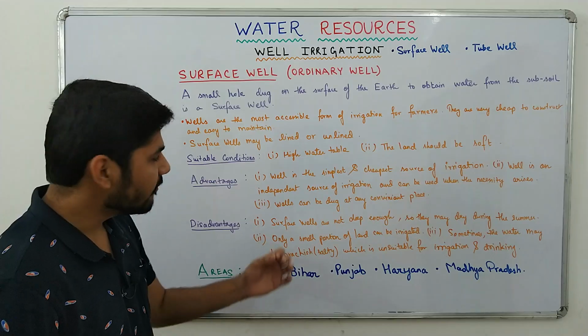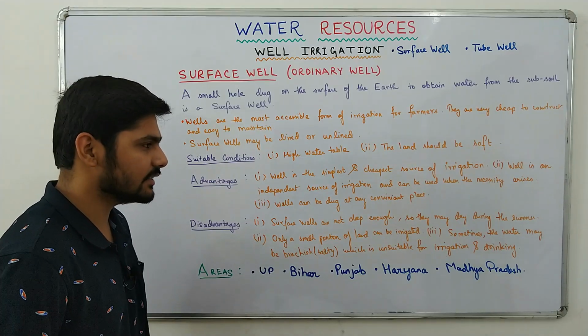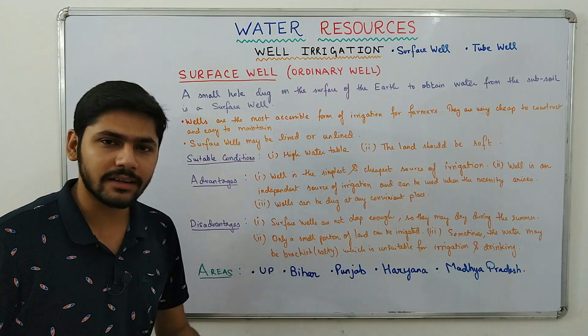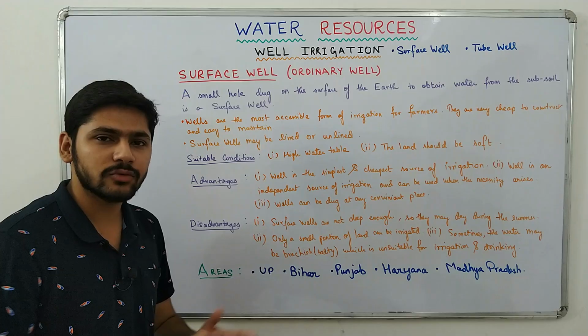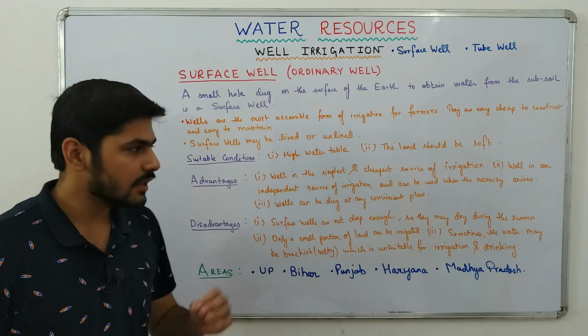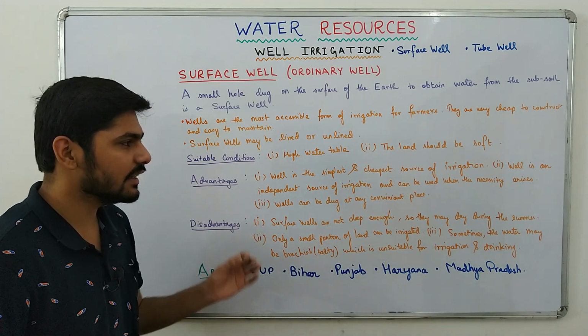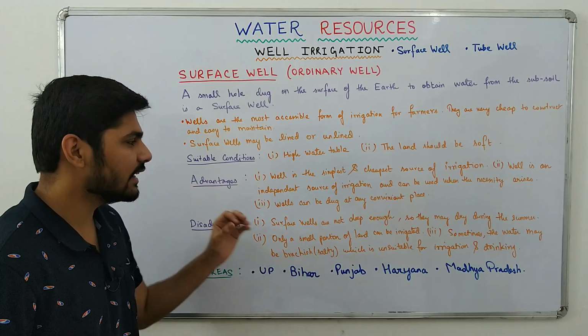Then number 2, well is an independent source of irrigation and can be used when the necessity arises. Now take for example canals. If a farmer requires water, then going every time to the canal is almost impossible. So wells are highly accessible and can be used when the necessity arises, and also it is an independent source of irrigation.